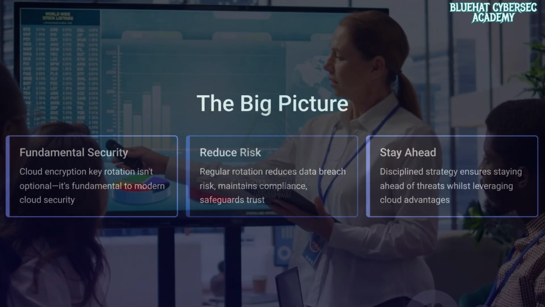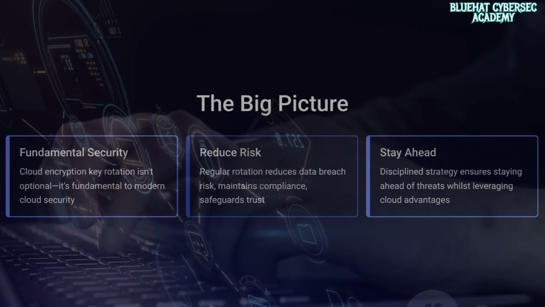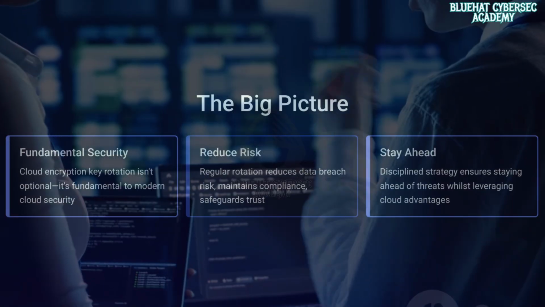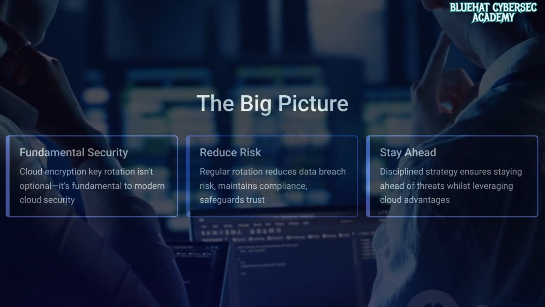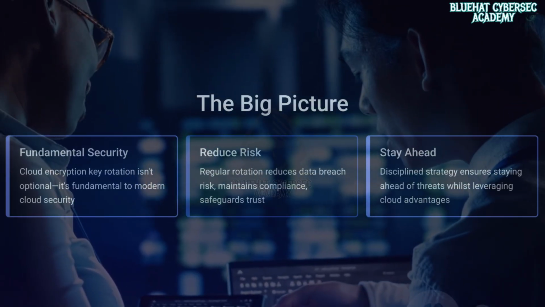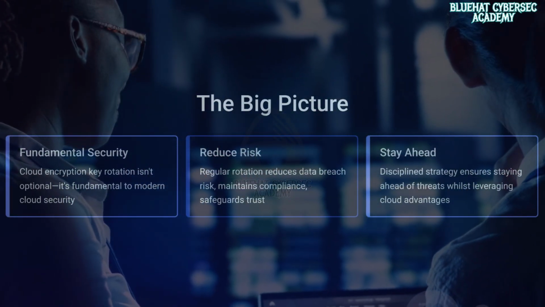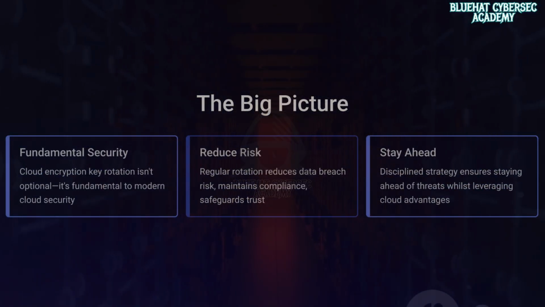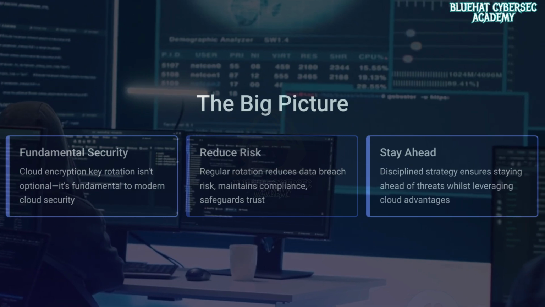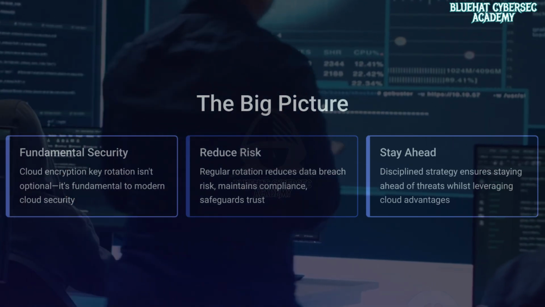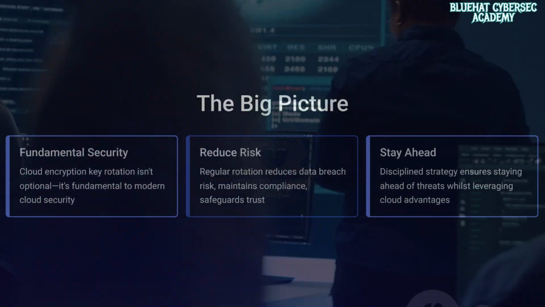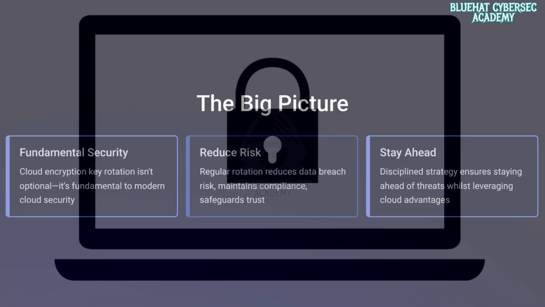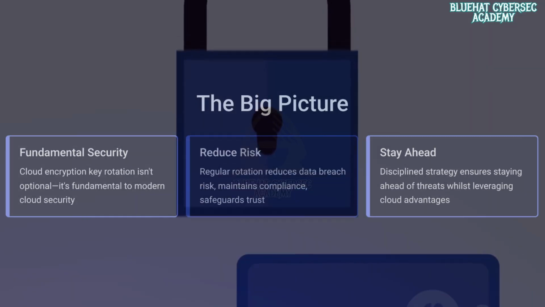Now, let's wrap this up with the big picture. Cloud encryption key rotation isn't optional. It's a fundamental part of modern cloud security. By rotating keys regularly, organizations reduce the risk of data breaches, maintain compliance, and safeguard trust with customers and stakeholders. In today's world, where data is the most valuable asset, protecting it is non-negotiable. Implementing a disciplined key rotation strategy ensures your organization stays one step ahead of threats while still taking full advantage of the cloud. Remember, your keys are only as secure as your rotation strategy. Don't let them grow stale.